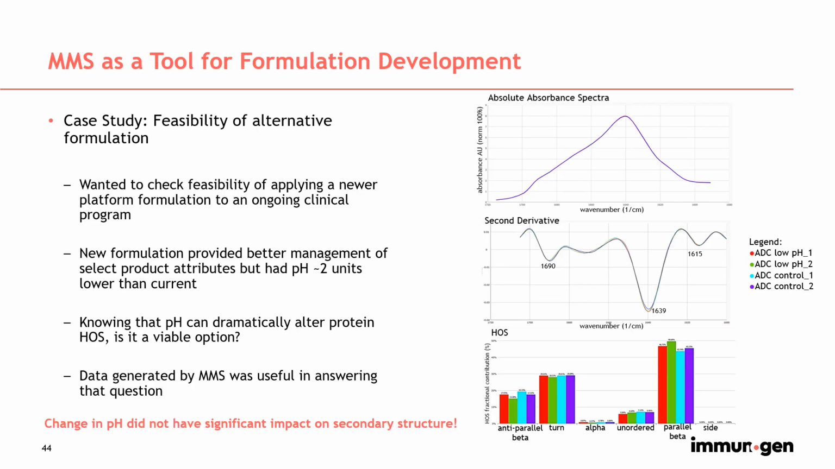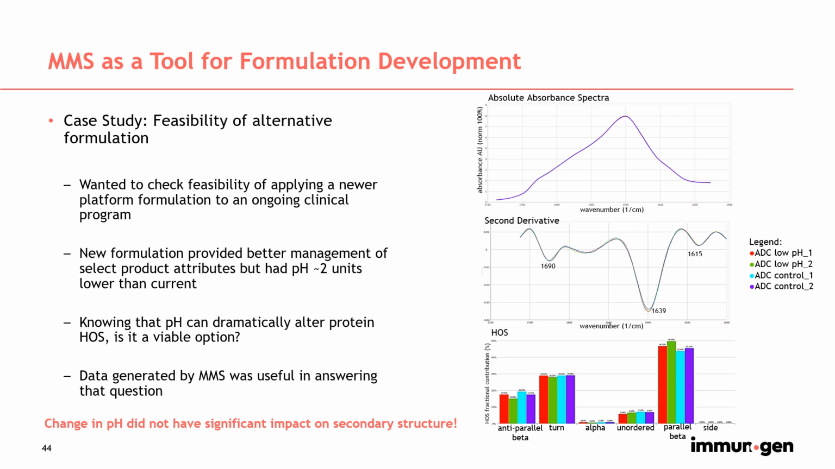This slide shows how we used MMS as a tool for formulation development. In this case study, we wanted to check the feasibility of an alternative formulation on an already ongoing clinical program. The new formulation provided better management of some product attributes, but had a pH that was 2 units lower than the current formulation. Now, as we saw in the previous examples, that pH can dramatically alter the protein higher order structure, specifically the secondary structure. So we were not sure if this was a viable option for this product.